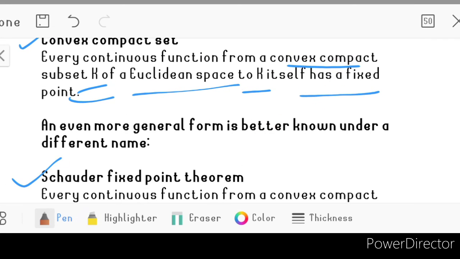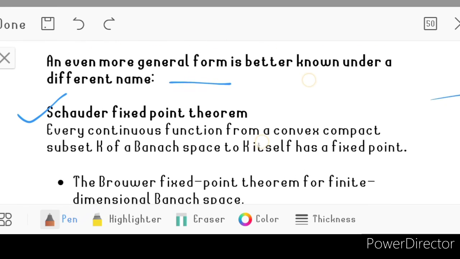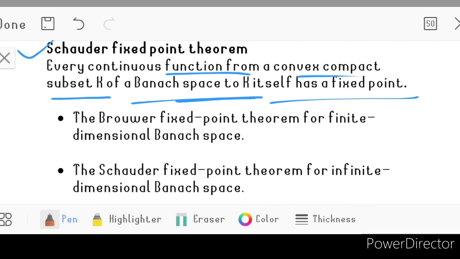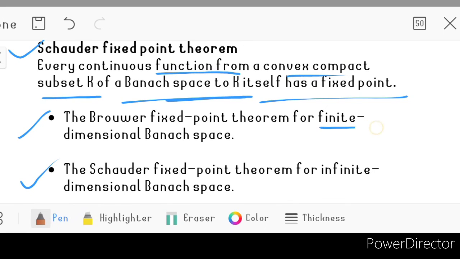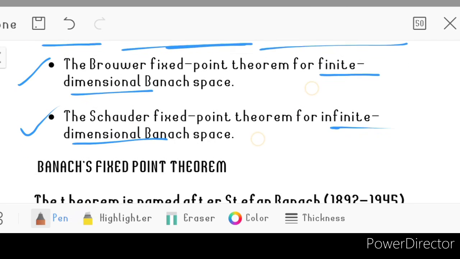And now comes Schauder's fixed point theorem. This is a more general form. What this theorem says is that every continuous function from a convex compact subset K of a Banach space to K itself has a fixed point. The only difference you can see in both of these theorems is that in Brouwer's fixed point theorem, we talk about finite dimensional, and in Schauder's fixed point theorem, we talk about infinite dimensional. So this is the major difference in both of these theorems. Otherwise, the statement is just a generalization of Brouwer's.